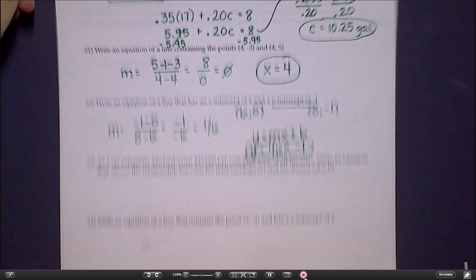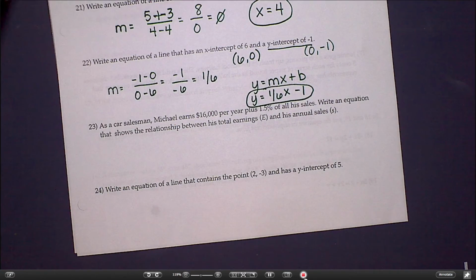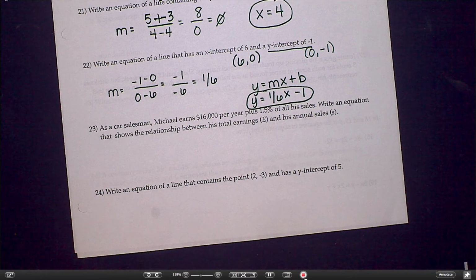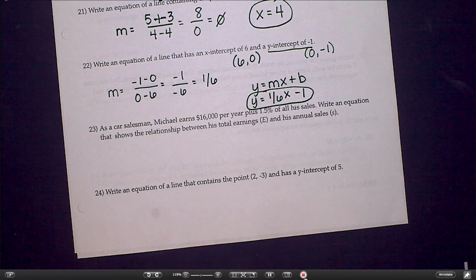Okay, home stretch here. Number 23. As a car salesman, Michael's earning $16,000 a year plus 1.5% of all his sales.